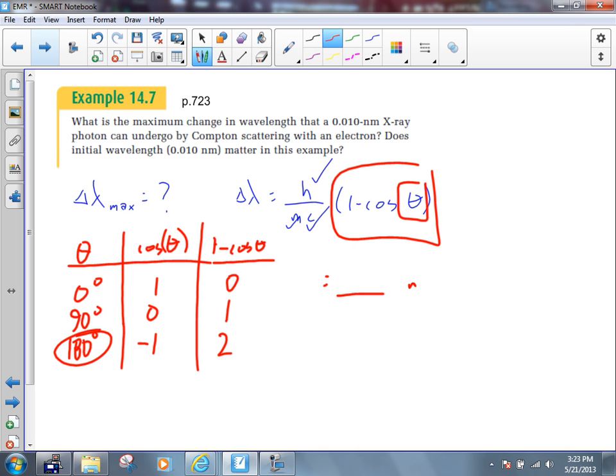Whatever it works out to be, it's always going to be that number, regardless of whether we start off with 0.01 nanometers or 0.05 nanometers. We always have the same value.